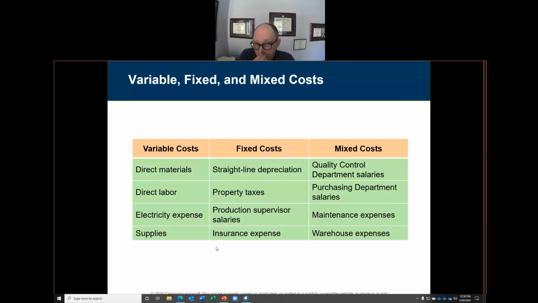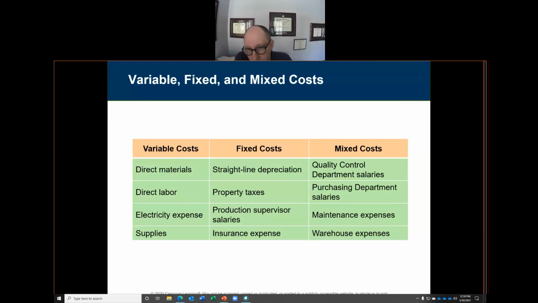So here is a nice summation of the types of variable costs, fixed costs, and mixed costs. Variable costs: direct labor, direct materials, some factory overhead. Right? Some factory overhead meaning the related factory overhead that can change over time. Fixed costs are costs that cannot change over time: straight line depreciation, property taxes, supervisor salaries, insurance expenses.